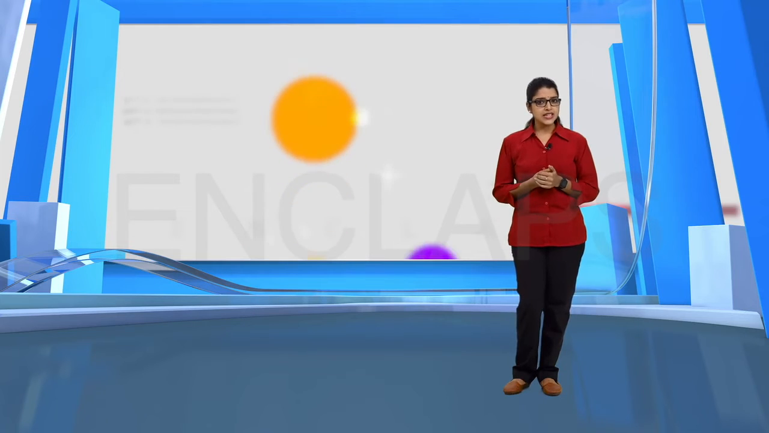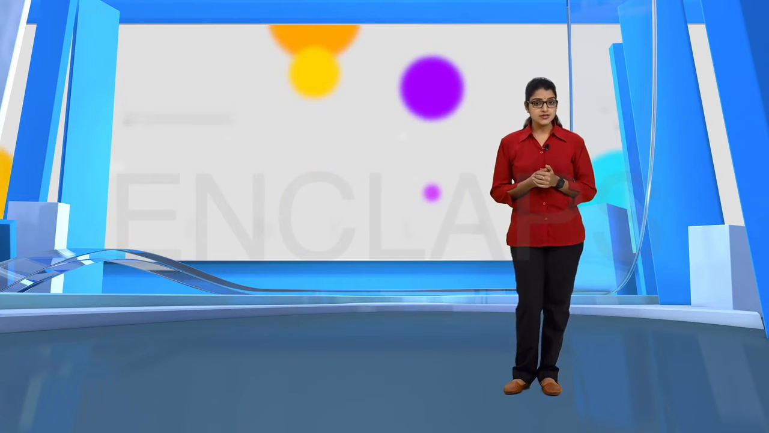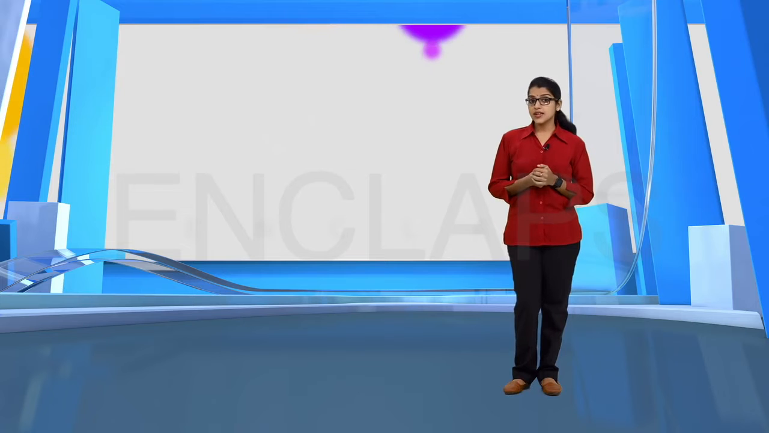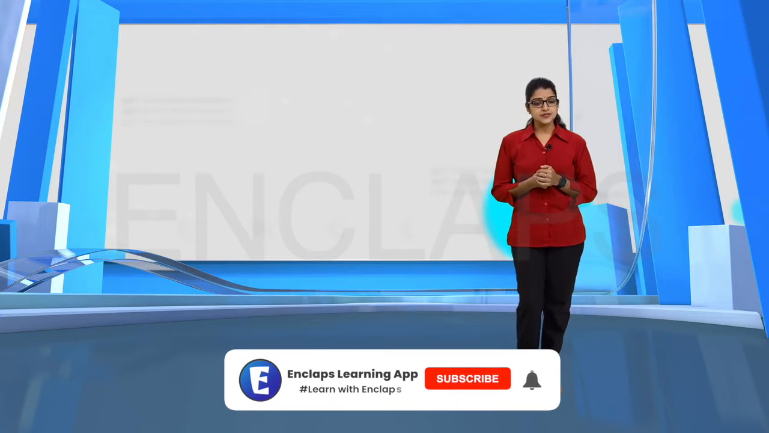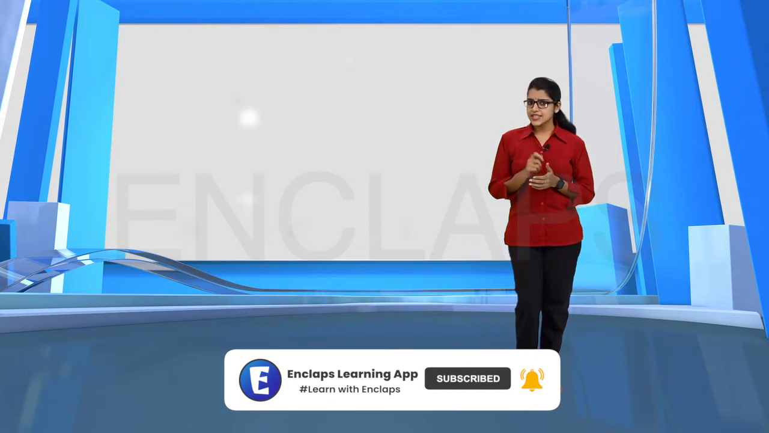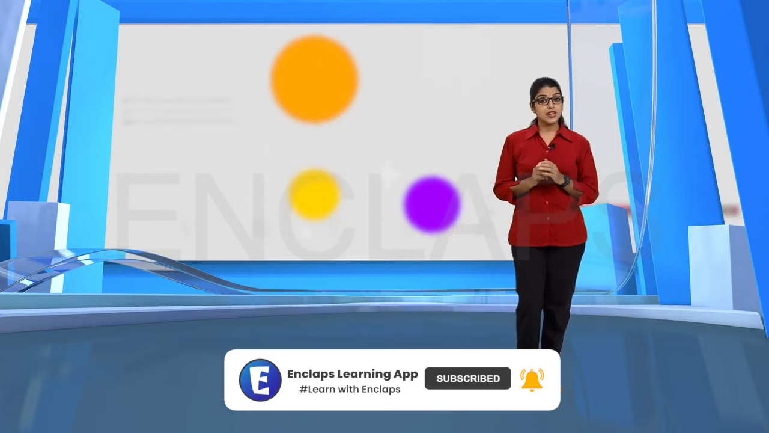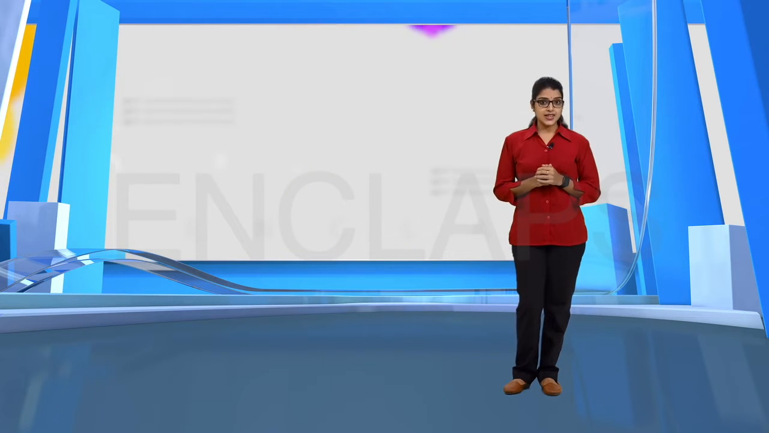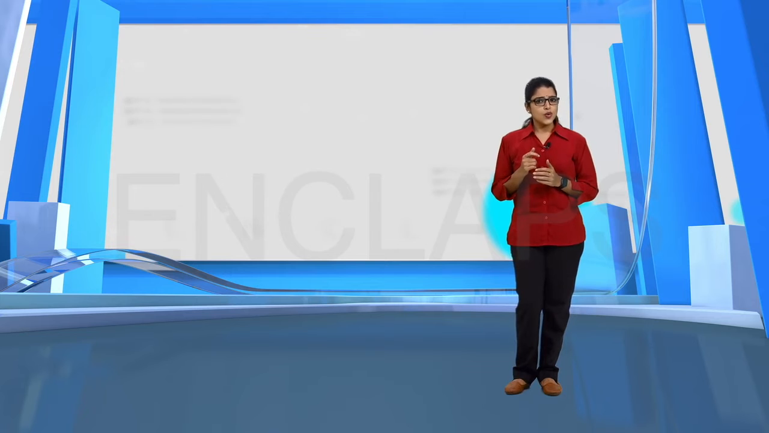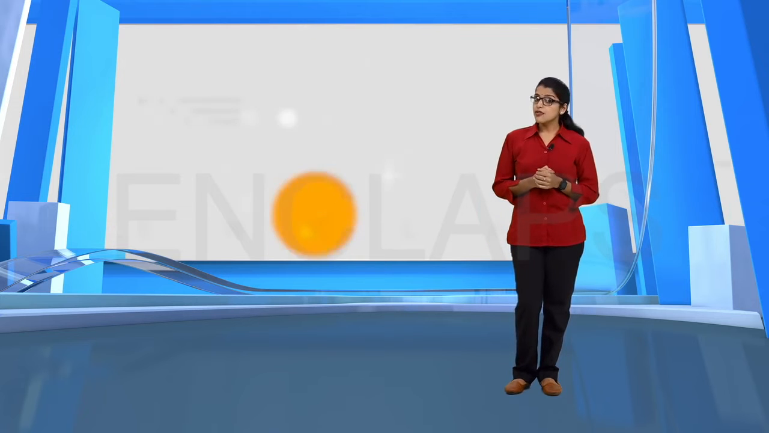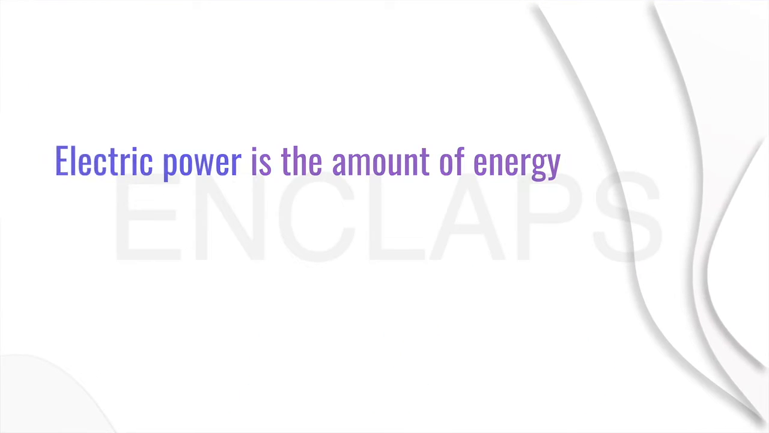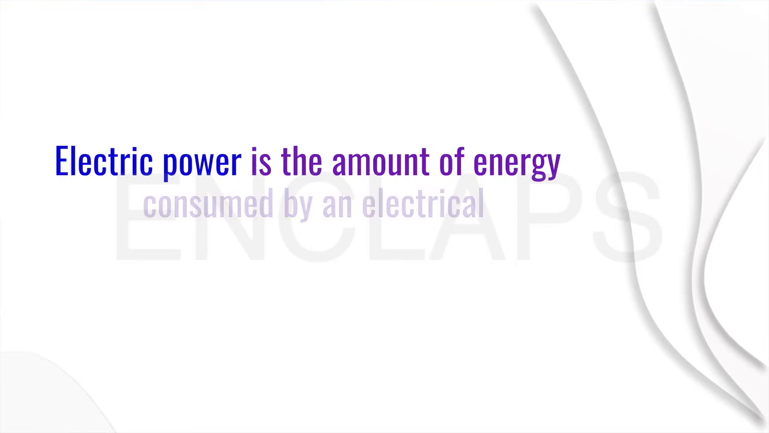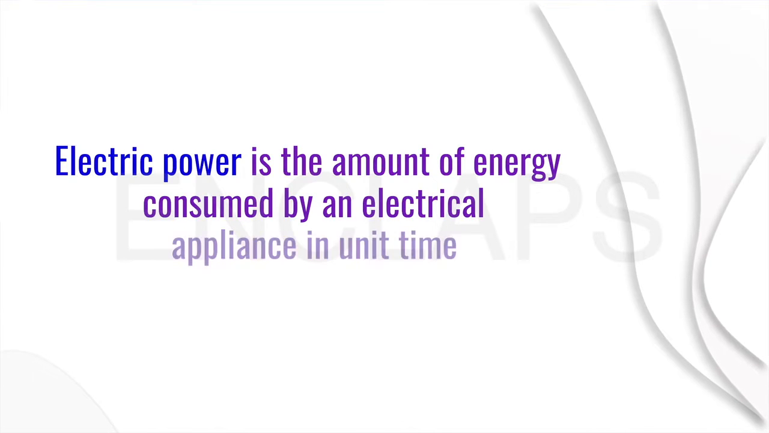Aren't all electric appliances working with the aid of electricity? Yes, it is. They are working with the help of electricity. So obviously, these electric devices will have a power? Absolutely yes. Power is the work done per unit time. If so, what would be the power of an electric device? Electric power is the amount of energy consumed by a device per unit time.